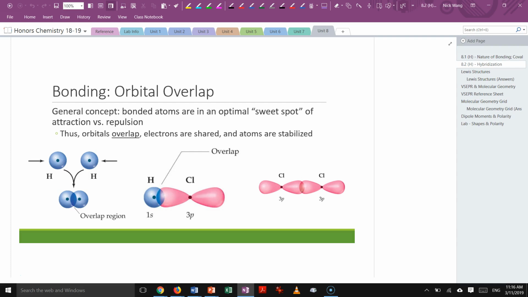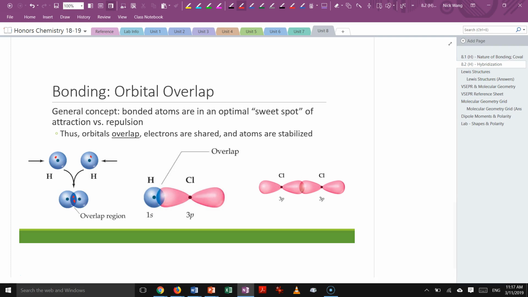So you can see here some examples. Hydrogen and hydrogen: each has one nucleus, or one proton, in the middle. That's representing the nucleus anyway; it doesn't really matter how much is there. Then you have these electrons floating around, neither of which is in any specific place. But when they come closer together and find that sweet spot, those pairs of electrons will locate in between the nuclei, in that overlap region.